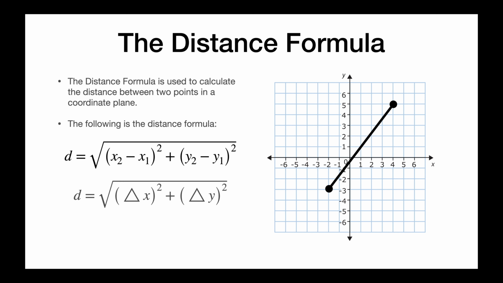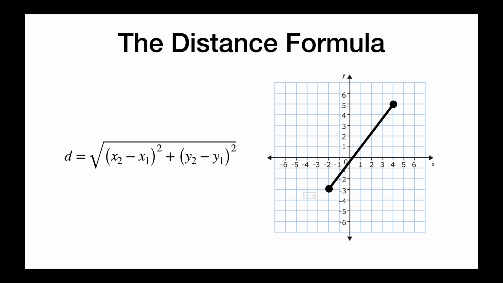So let's try it out. In this case, we have our 2 points, negative 2, negative 3, and 4, 5. So let's start out by putting in our x1 values. So x2 minus negative 2 squared and y2 minus negative 3. This is really plus 2 and plus 3, but we'll keep this for now. Now we want to substitute in our x2 and y2 for our second point. So this becomes 4 minus negative 2 and 5 minus negative 3.